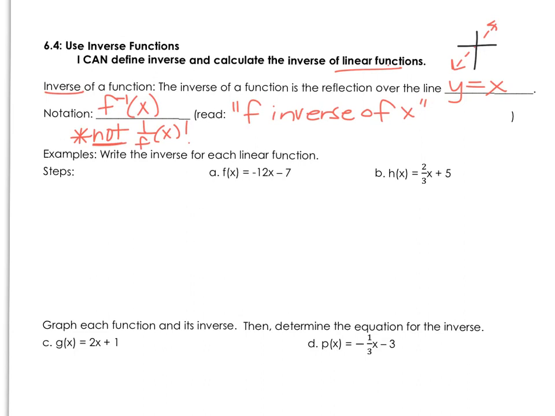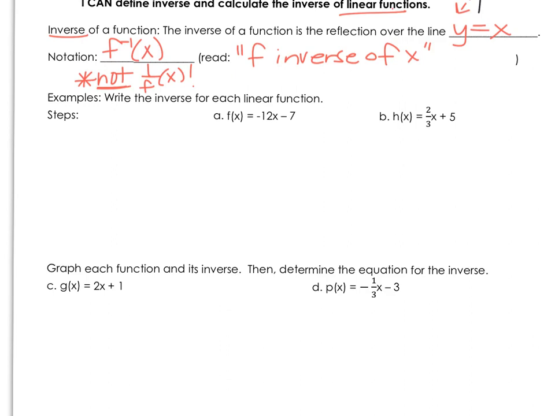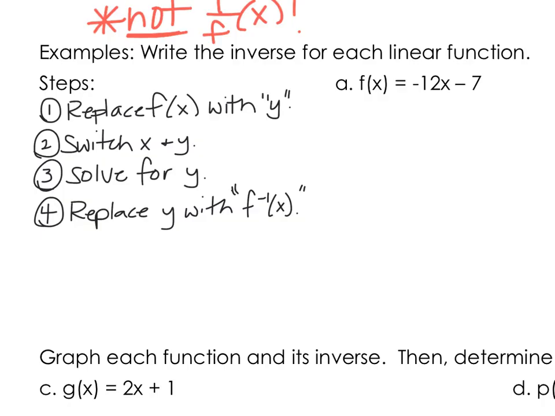Down below, it says write the inverse for each linear function. So what we're going to do here is just look at some steps on the left-hand side and then see how we can apply it with two different functions on the right-hand side. We have 4 pretty straightforward steps to write the inverse of a linear function. The first thing we want to do is eliminate that function notation and replace f of x with the y variable. So now we would just have x and y in our linear function.